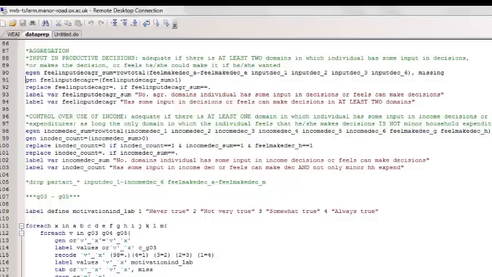Then we create feel_inputdec_ag, which is our indicator of input in productive decisions. Feel_inputdec_ag is equal to 1. So that means the individual is considered adequate if there are at least two domains in which the individual has some input in decisions, or if he makes the decisions, or feels that he could make them if he wanted to. So as long as there are two agricultural decision-making indicators in which the individual is considered adequate, you will have adequacy in terms of input in productive decisions.